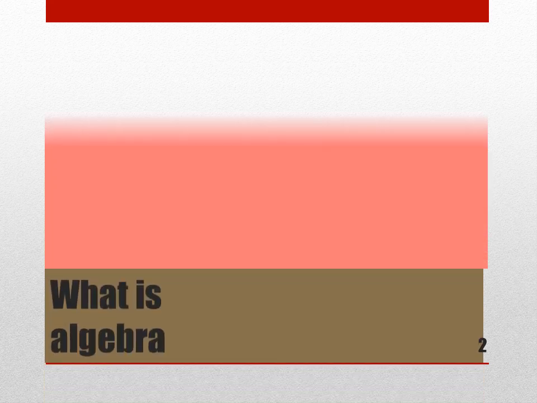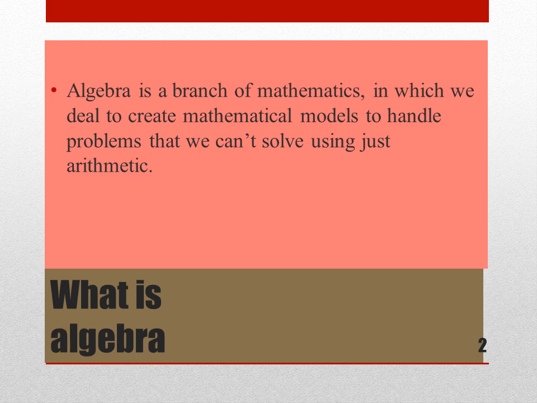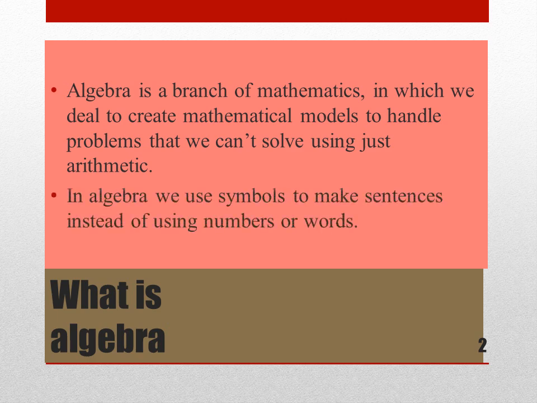What is algebra? Algebra is a branch of mathematics in which we create mathematical models to handle the problems that we can't solve using just arithmetic or numbers. In algebra, we use symbols to make sentences instead of using numbers or words. Symbols means alphabetical letters A to Z.